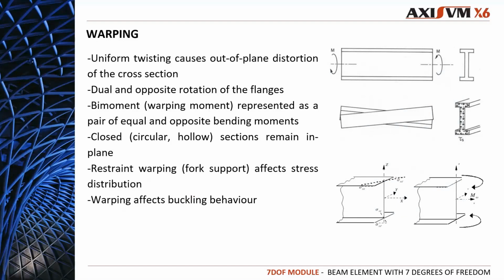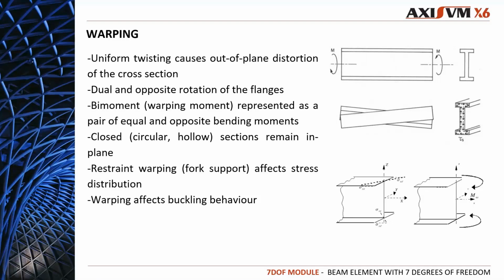Let's take a look at an overview of what warping is and how it occurs. So warping occurs when the twisting of a member results in the cross-section's out-of-plane distortion along the direction of the member's longitudinal axis. And this behavior can be represented with the warping moment or bimoment as a pair of equal and opposite bending moments acting on the flanges. Like in the bottom right picture, you see that this bimoment is represented with equal and opposite bending moments on the flanges.